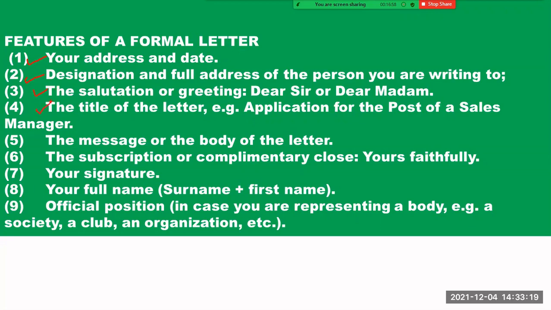A formal letter has a title. For example, application for the post of a sales manager. Now, if you write it with a mixture of small and capital letters, then you underline it. I will show you the two methods. The other method is what I call total capitalization. You write everything in capital letters, you don't need to underline. So usually a formal letter has a title or a heading, if you like.